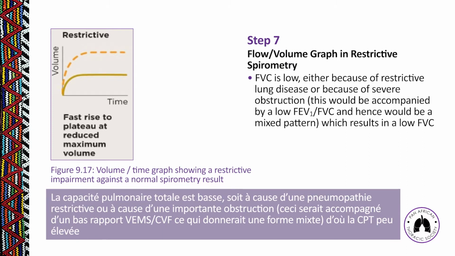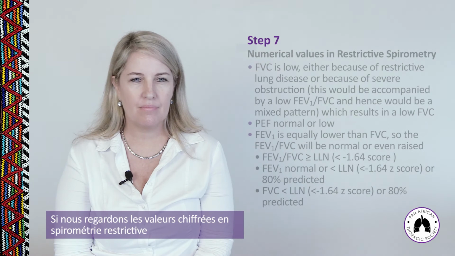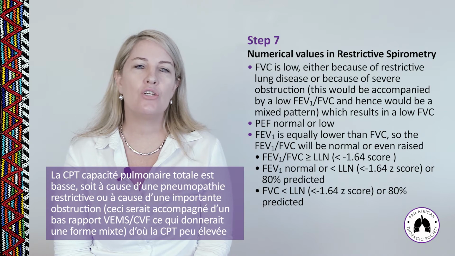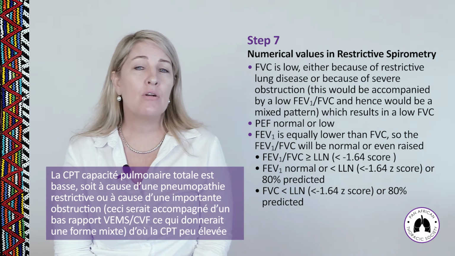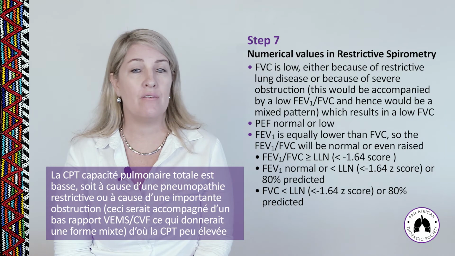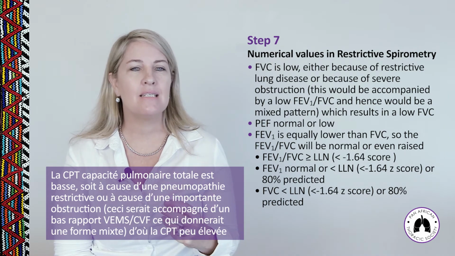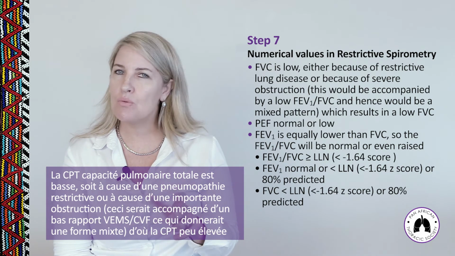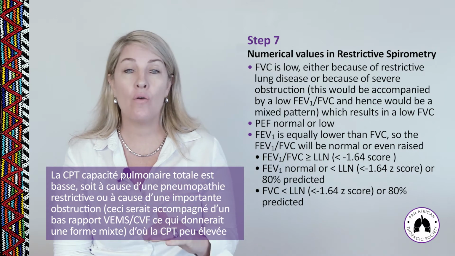The FVC total lung volume is low, either because of restrictive lung disease or because of severe obstruction, and this would be accompanied by a low FEV1 to FVC, and hence would be a mixed pattern, which results in a low FVC. Looking at the numerical values in restrictive spirometry, the FVC total lung volume is low, either because of restrictive lung disease or because of a severe obstruction, and in that instance, it would be accompanied by a low FEV1 to FVC ratio, and hence would be a mixed pattern, which results in a low FVC.